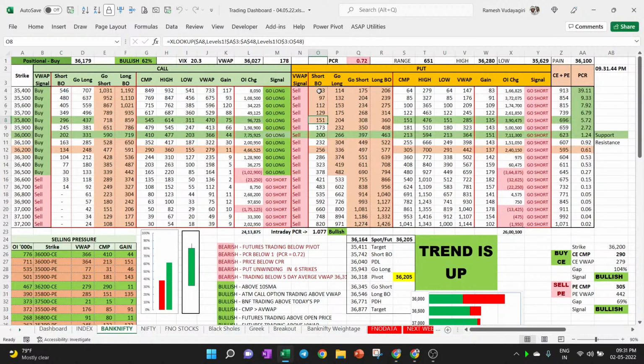So that is how to trade the short breakout. Next is go long. Whenever the price goes below the go long level and starts moving above it, it will be a very good time to enter the option. It could be a call option or a put option, both will be the same.